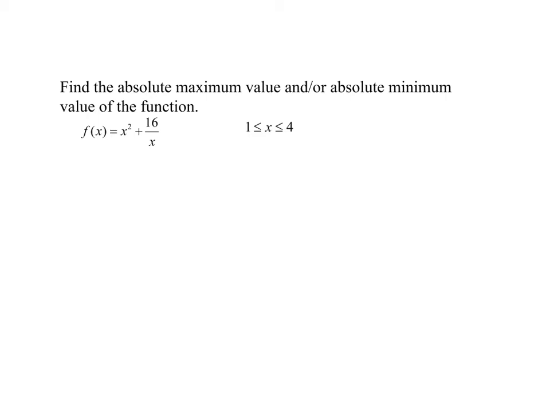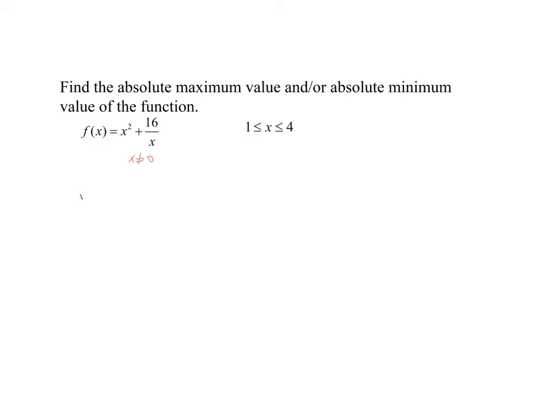So here we have a rational graph. So we got 16 divided by x. So be careful with these. We can see that x can't equal 0. So that'll become a critical point that we also have to worry about for this question. So again, x, y-intercepts may or may not be important, so we won't worry about those.